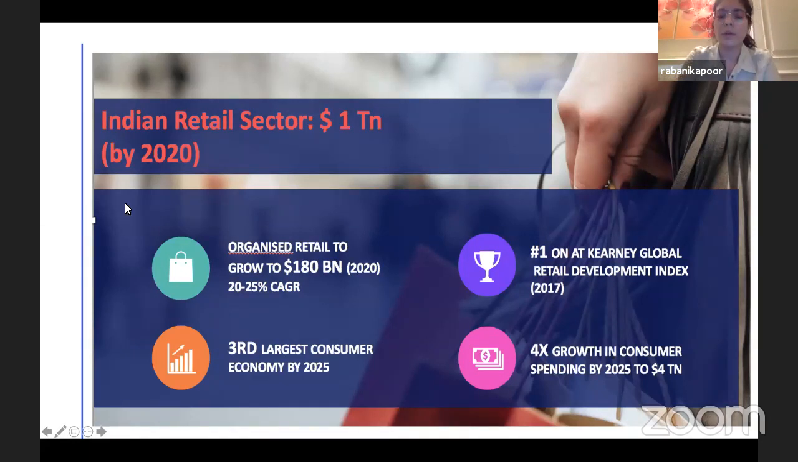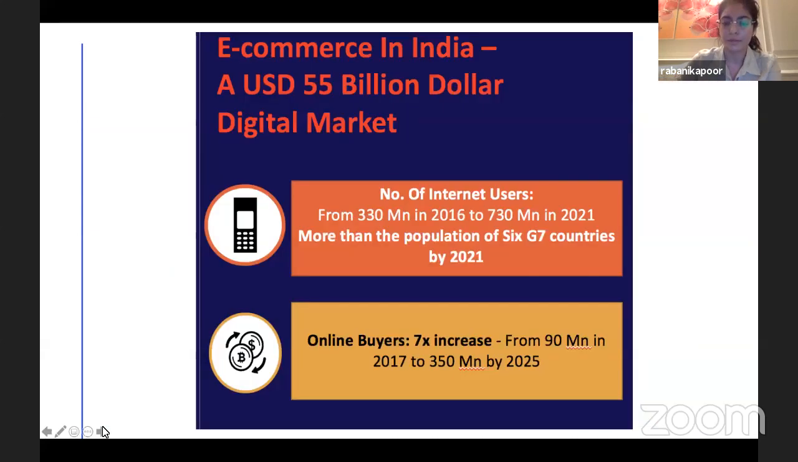So, speaking of the retail sector, consumer spending is expected to grow by almost 4 times by 2025. And the online buyer market is expected to grow 7x from 90 million users to 350 million users by 2025. With these numbers, India is predicted to be the third largest consumer economy by 2025. In order to attract more investments, major reforms have been made, making retail sector 100% FDI with almost all subsectors included.